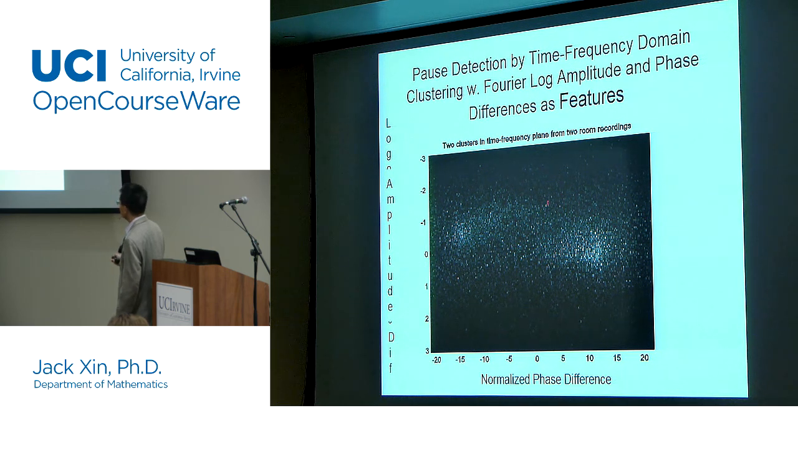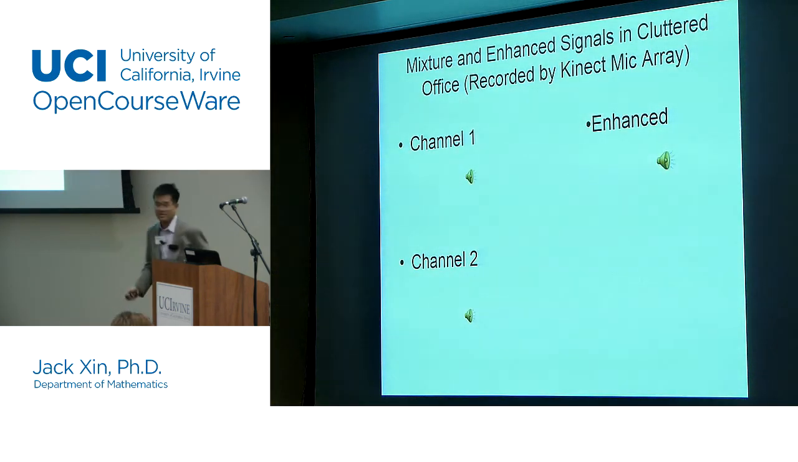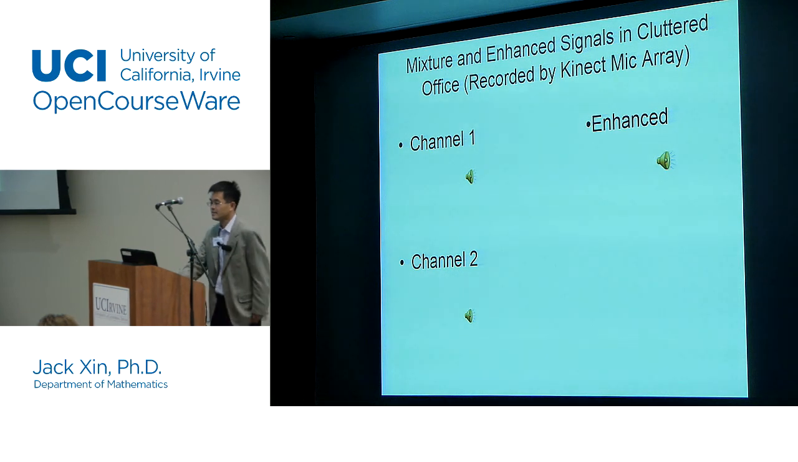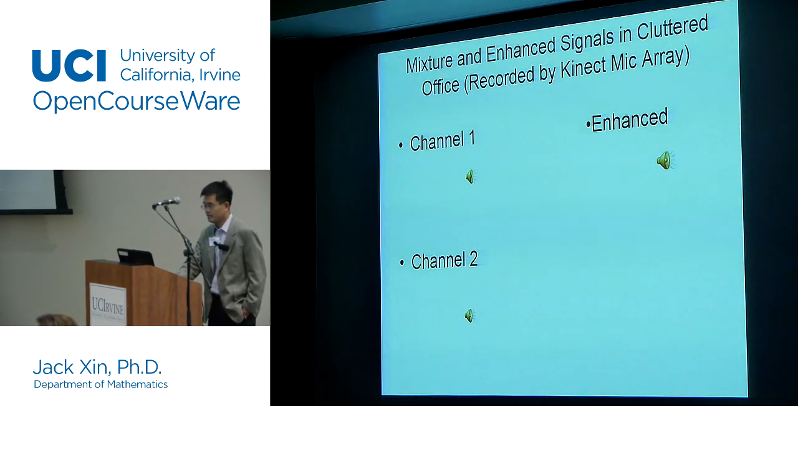In the bat's brain, when there are two objects located at different locations, you could actually sense them by using the amplitude and phase difference. Okay, so I'm going to play you some signals. And let's see, here's the first one.